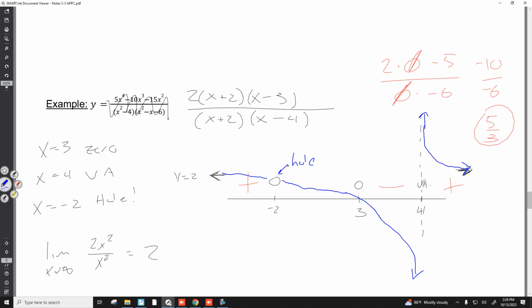There you go. It's a hole. It's a 0 over a 0. It's not a vertical asymptote, it's a hole. It's got a location. We found the location, 5/3.